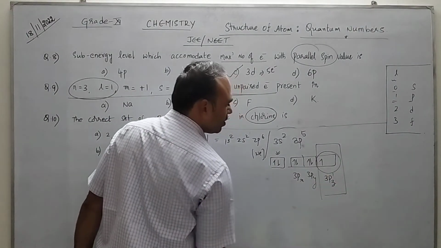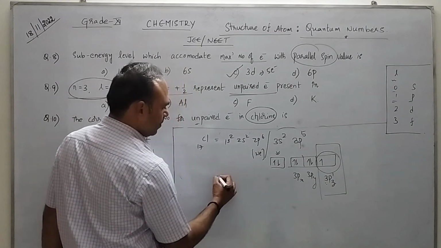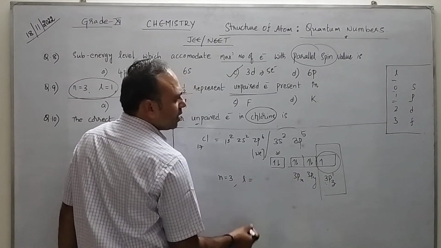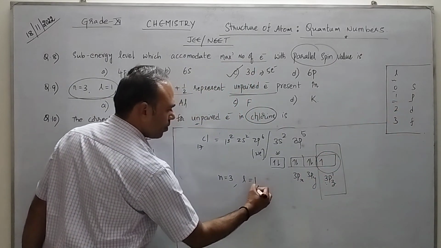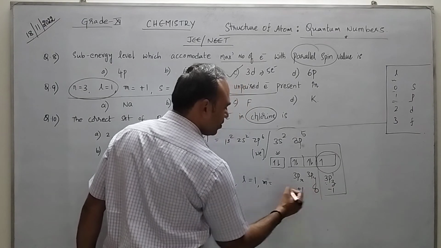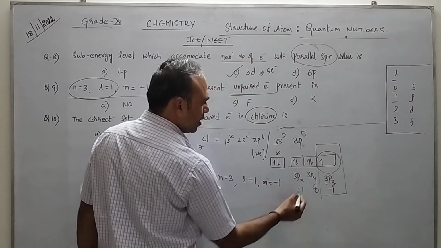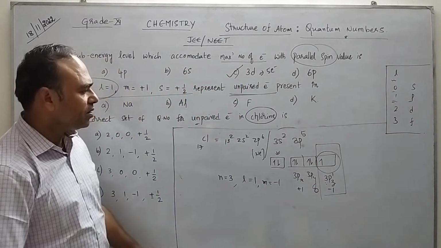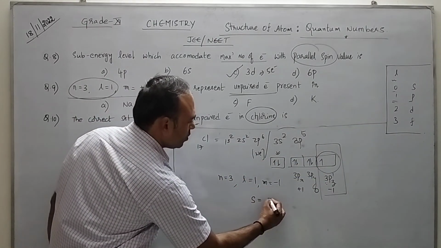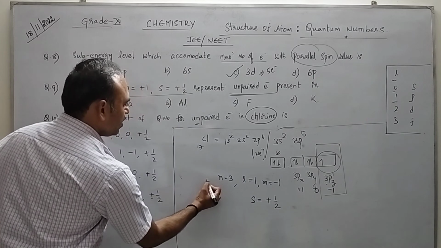What are the quantum numbers for this? Now the n value is 3. What about l? l, you know that it is 1. And m is equal to, this is 0, minus 1 and plus 1. So m is minus 1. And you know it is in the clockwise spin. If an electron is written in the clockwise spin, you will write s is equal to plus half. Now this is the answer.